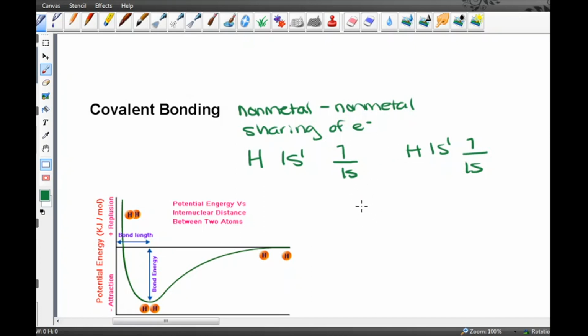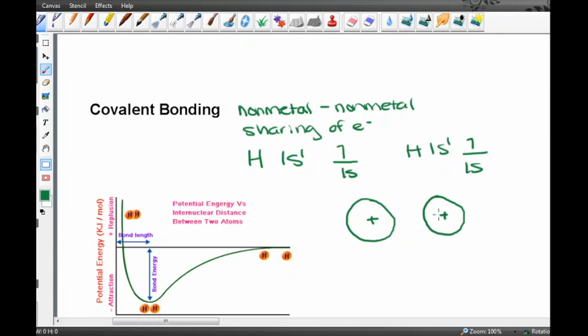And if we wanted to visualize this, we know that a 1s orbital is a sphere. Let's see, if I go really slow my handwriting's better, but I don't think you want to wait that long. Okay, and here's my other hydrogen, 1s. Now there's one electron in this orbital and one electron in that orbital.